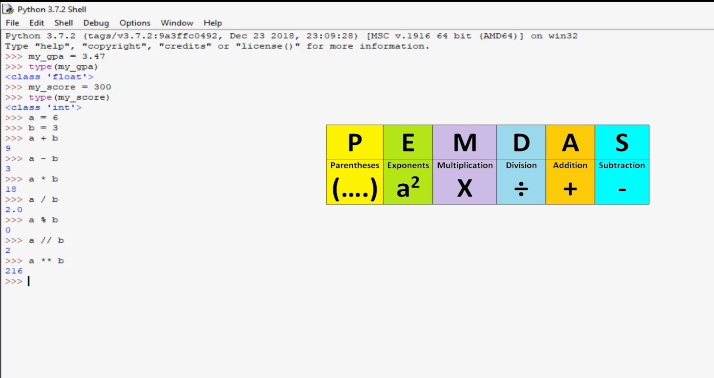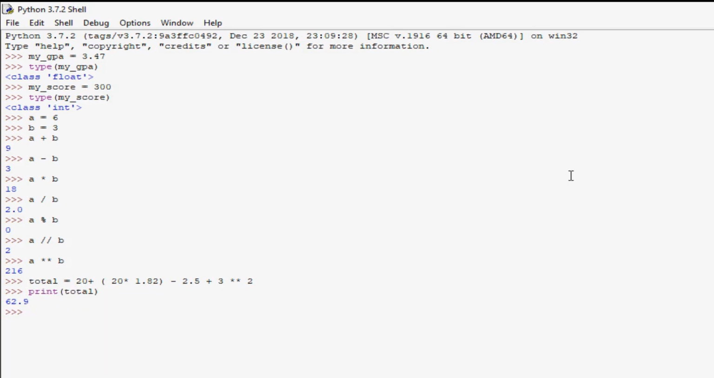Let's see this with the help of an example. How about a big one, like total equals 20 plus, open parentheses, 20 times 1.82, and close parentheses, and then minus 2.5 plus 3 exponent of 2. And now, like I said, we have to use the order of operations. So we can write print total, and that gets us 62.9.